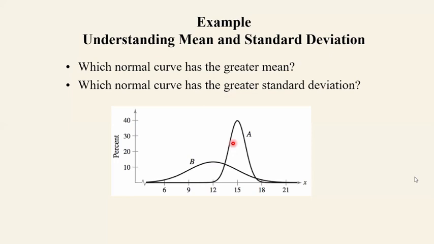12. Right, for B, 12. For A? 15. So which is the greater mean? Curve A, right. How can we identify the mean value? We have to draw the symmetrical axis that divides the curve into two equal parts. That line passes through 12, so 12 is the mean for curve B.